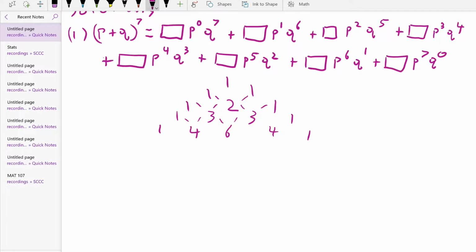Now we put 1s on the edges. 1 plus 4 is 5. 4 plus 6 is 10. 6 plus 4 is 10. 4 plus 1 is 5. Put the 1s on the edges. 1 plus 5 is 6. 5 plus 10 is 15. 10 plus 10 is 20. 10 plus 5 is 15. 5 plus 1 is 6.